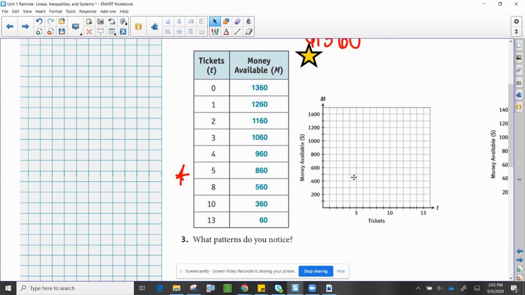If you filled in the table, it should look something like this. So every show he goes to, that's going to deduct $100 from his bottom line here, his $1,360. So now I want to represent this in a graph. So this graph right here, I'm going to have you guys plot those points. So you have the number of tickets along your x-axis, money available along your y-axis. So go ahead and plot those points for me really quick.